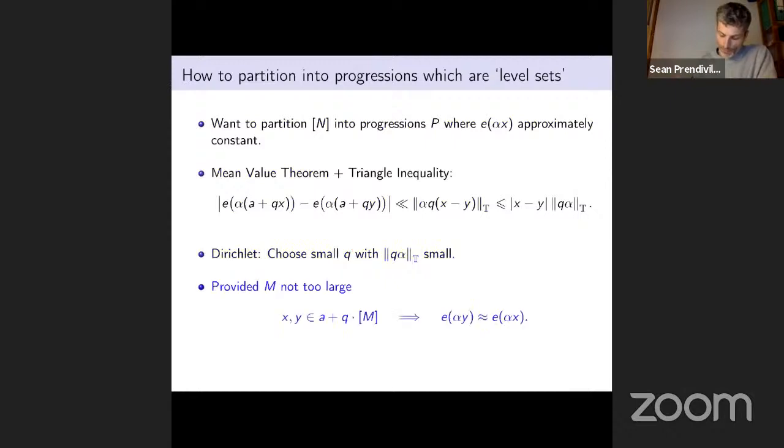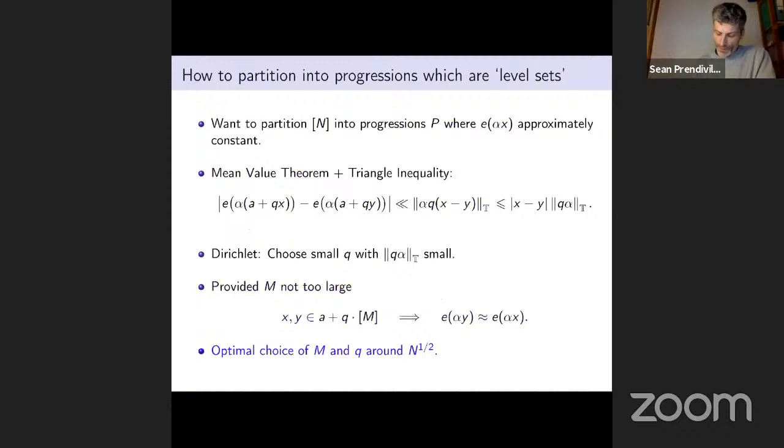And then if this is our progression, a plus q dilating the interval 1 up to m, then the difference between two elements, what am I saying? Stare at this long enough, and provided the length of your progression isn't too long, the phases are approximately constant on the progression using this inequality.